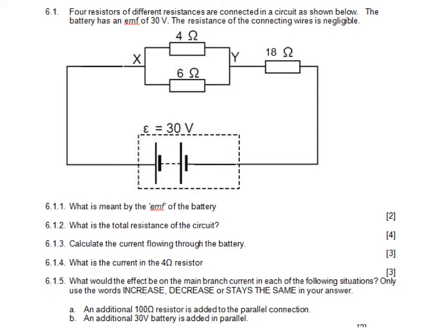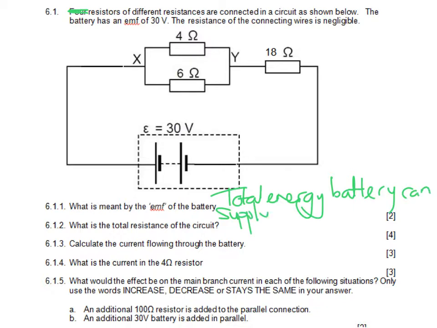Four resistors of different resistances are connected in the circuit below. Actually, there are only 3, which is rather sad. The battery has an EMF of 30 volts, and the resistance of the connecting wires is negligible. What is meant by EMF? It is the total energy a battery can supply to each coulomb of charge. Don't use shortcuts, please, because you never know what the final examiner is going to think.